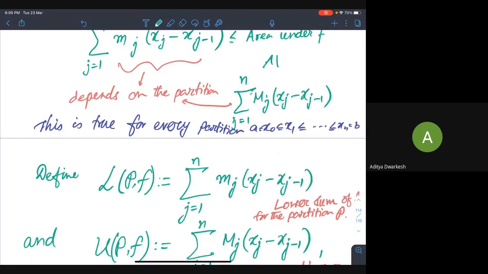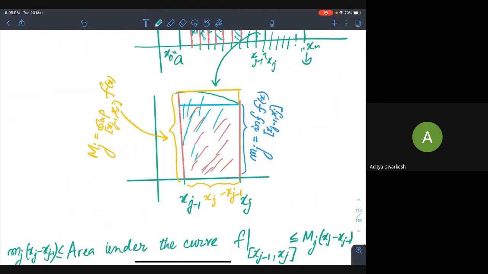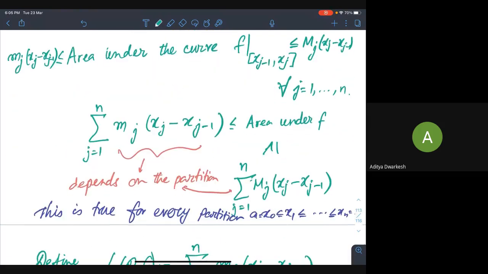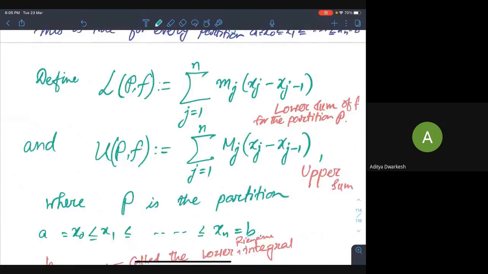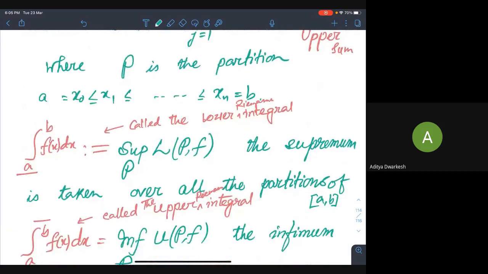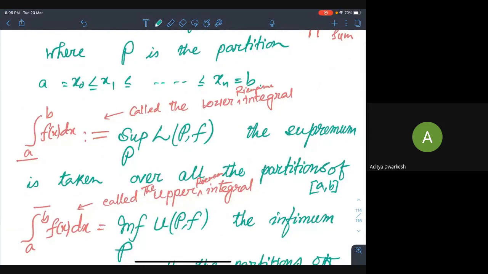But this can be visualized much more easily once you have the notion of supremum and infimum, and we'll show that this is equivalent with the tagged partition we learned in the second semester. Okay, sir.